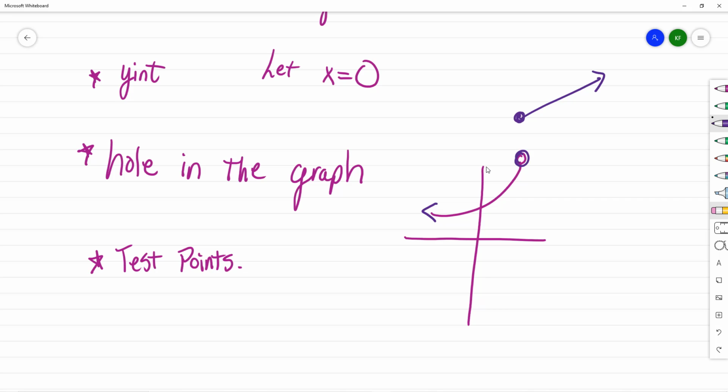So we're going to learn how to find those holes in this section, and then finally test points to figure out what is actually happening with the graph in a more accurate way. Remember, these are estimations of the graph. These are not exact pictures of the graph. Okay, so we're going to go ahead and get started on vertical asymptotes, which you already have a lot of background on.